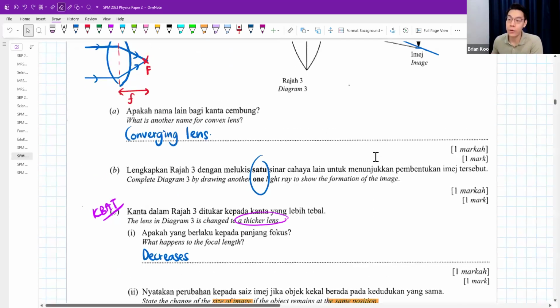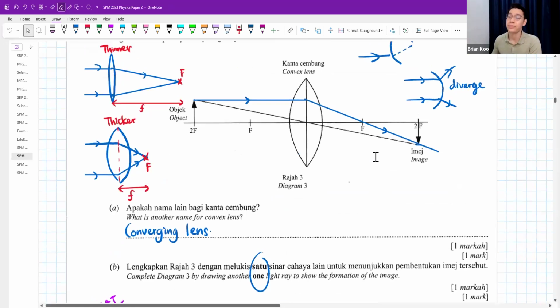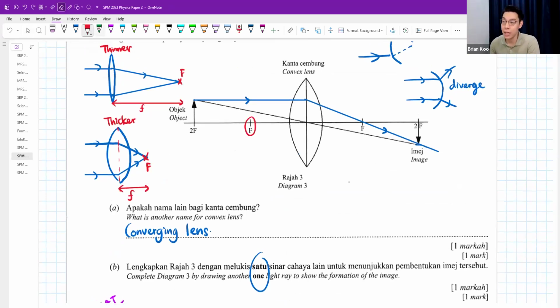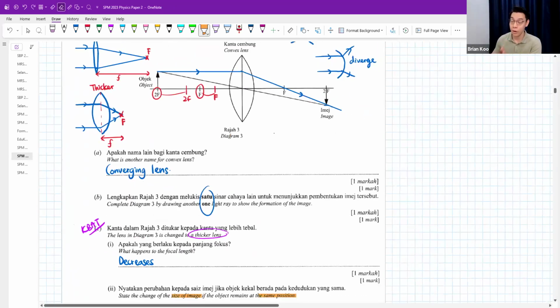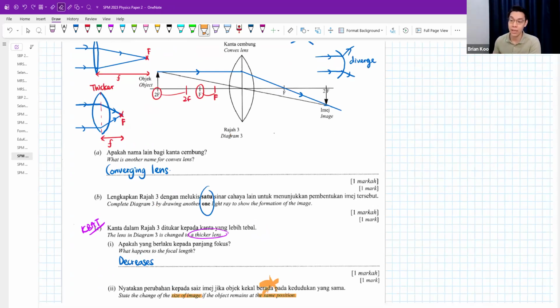Now that you've said focal length decreases, meaning this F now maybe comes over to here, decreases, becomes shorter. And then this 2F also becomes much shorter. Maybe comes to here. But then the object remains at the same position. That's something you want to be really careful of because usually when I discuss this, many people don't get the meaning of it. At the same position, I do not move the object. I only change the F and the 2F because the lens changed to a thicker lens already.